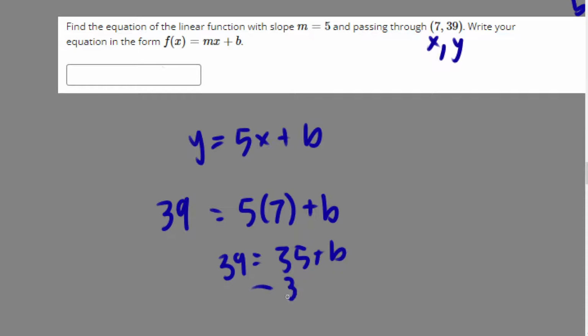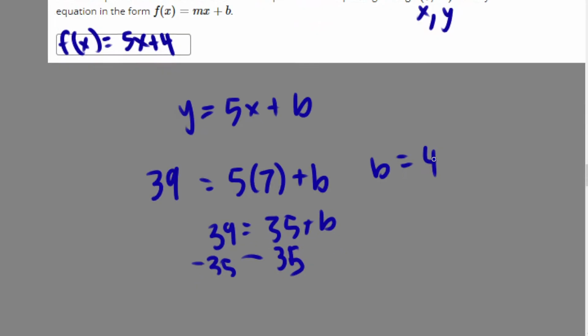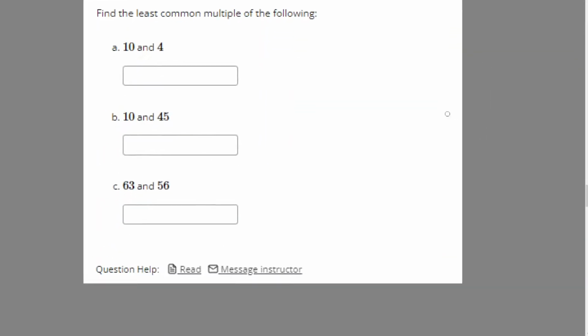We minus 35 from both sides since we're trying to get b alone. That gives us b equals 4. So then we have f of x equals 5x plus 4. Yes, that would be our equation.